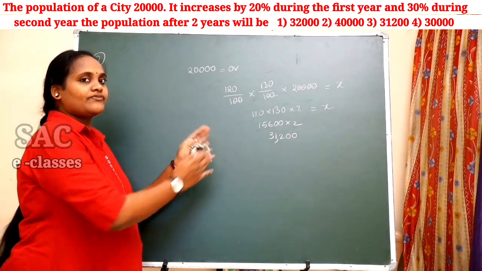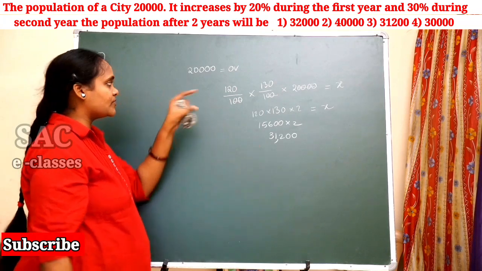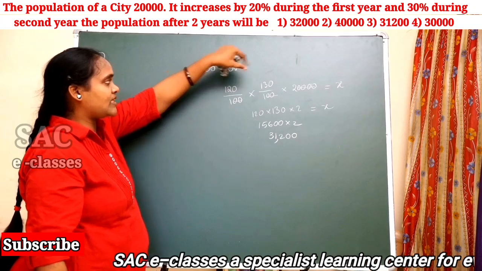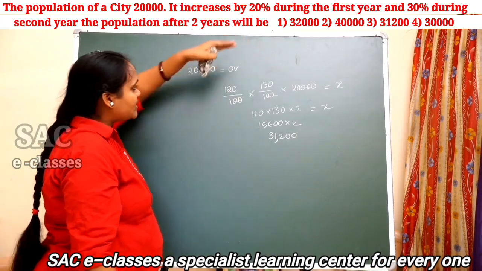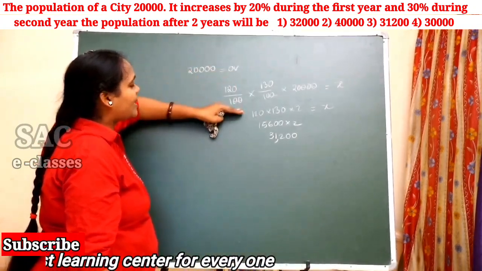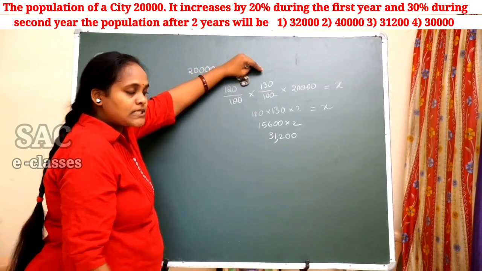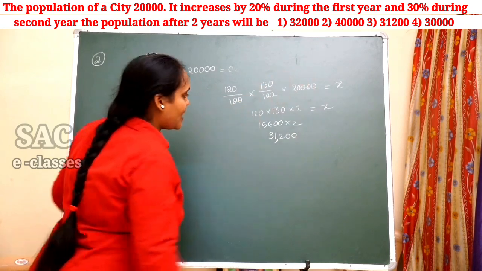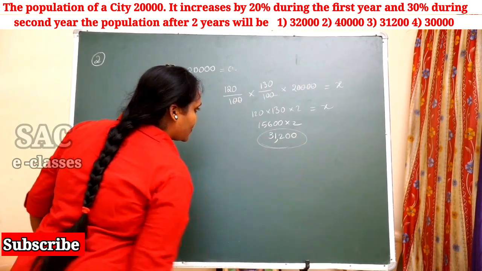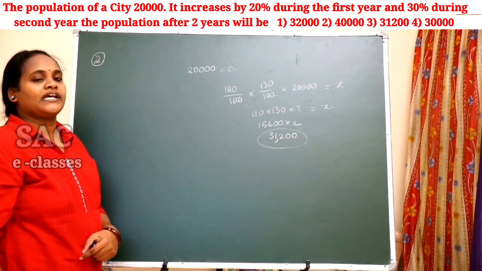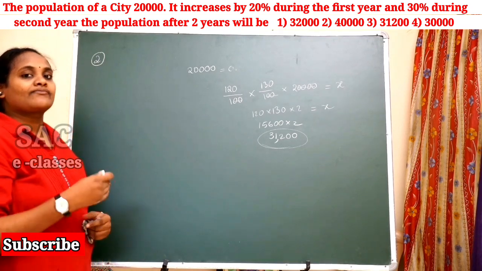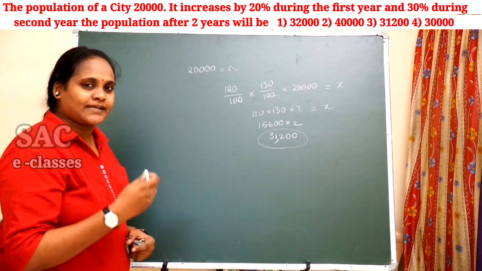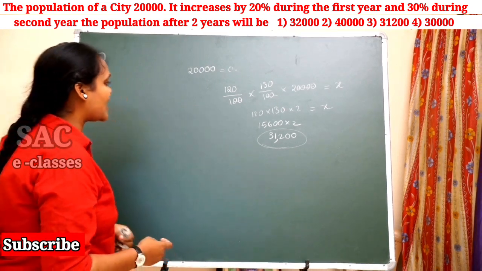In this one, a very simple procedure we have used. That is 120 by 100, 130 by 100, because 20% increase, 30% increase. Maybe 20% decrease means you have to write 80 by 100. 30% decrease means 70 by 100, into the original value, 20,000. We got 31,200 as the new population of that city after 2 years, if the change is 20% in the first year and 30% in the second year. Let's move to the next problem.